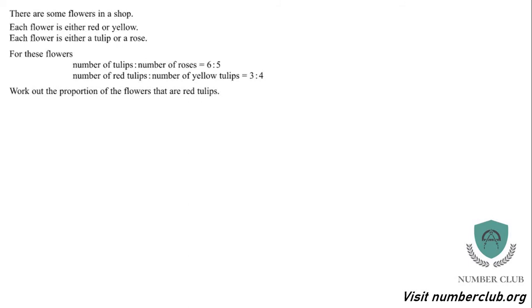And so what's happening is you've got each flower is either red or yellow, and then each flower is either a tulip or a rose. What we're after by the end is the amount of flowers that are red tulips. So first off, they have to be a tulip, and then after that they have to be a red tulip, because what you can see is the number of tulips to the number of roses is 6 to 5. So for a flower to be a tulip, the fraction of flowers that are tulips is 6 out of 11 shares.